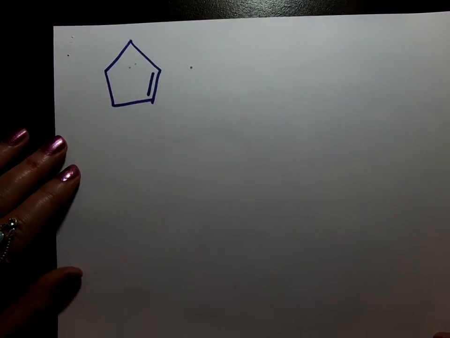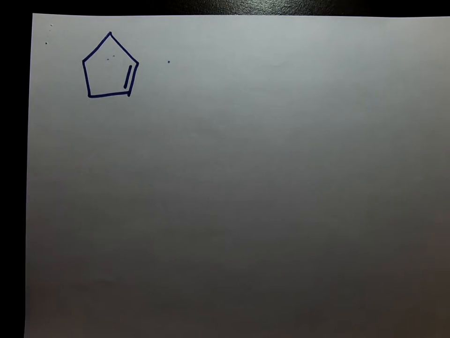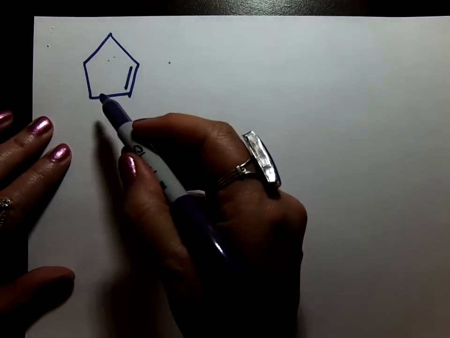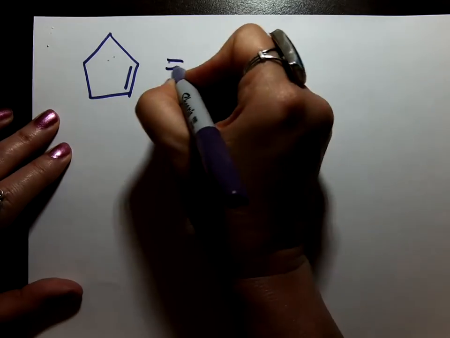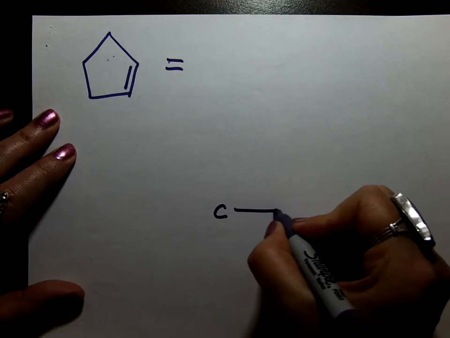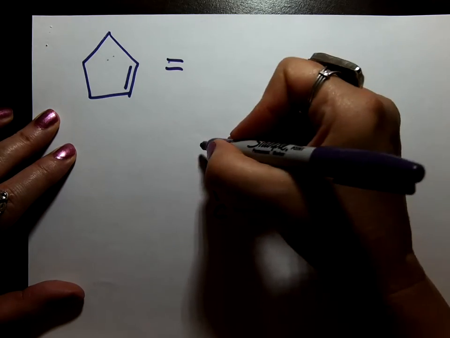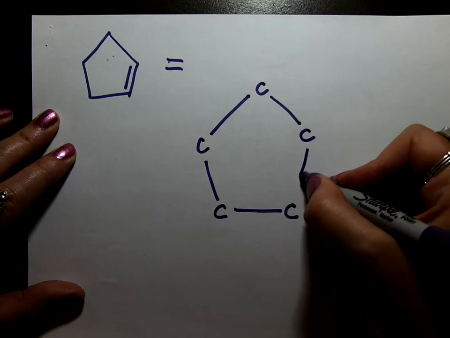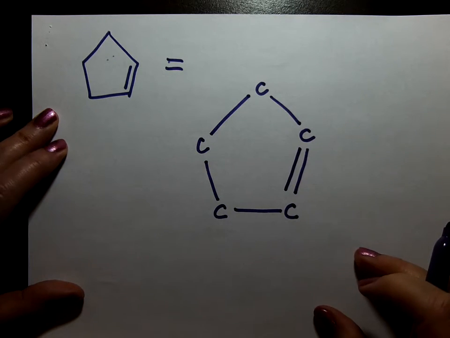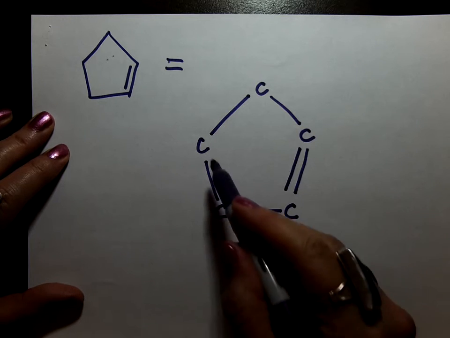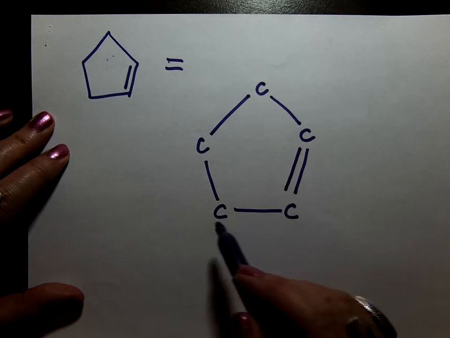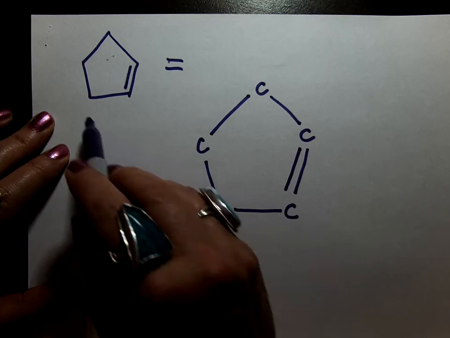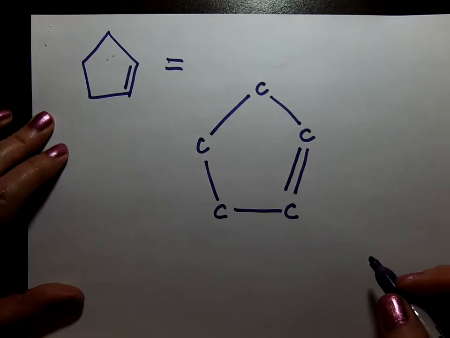All right, let's try another one. Here is a carbon line drawing. Looks like a pentagon, doesn't it? Now remember, at the end of every line is a carbon atom. So this equals carbon, carbon, carbon, up to the point, carbon, carbon, and this one is a double bond. Okay, so I've inserted my carbons. 5: 1, 2, 3, 4, 5. 5 carbon atoms in this line drawing.